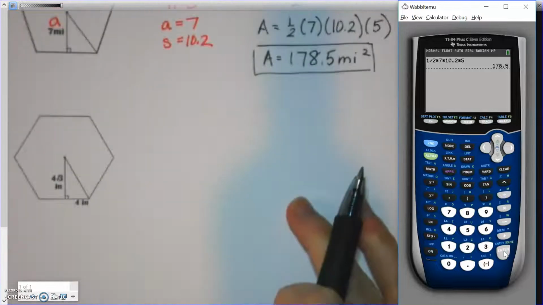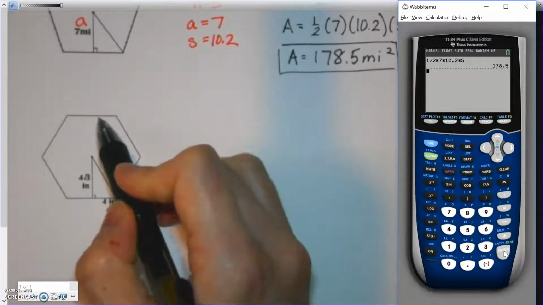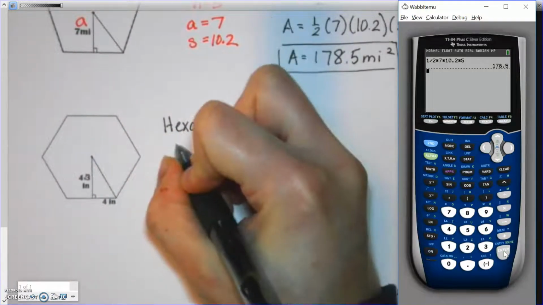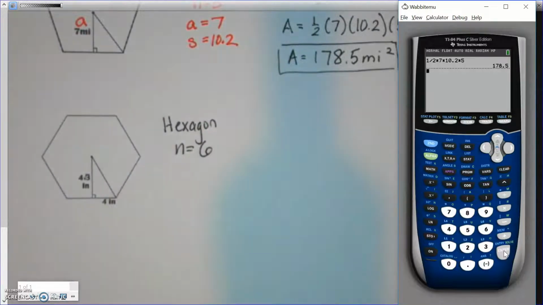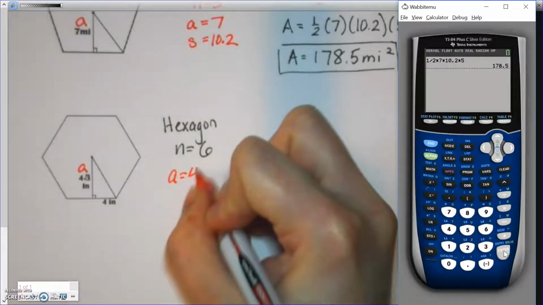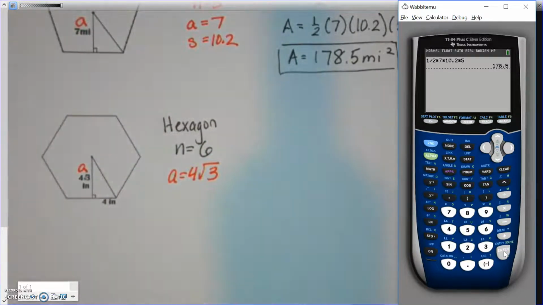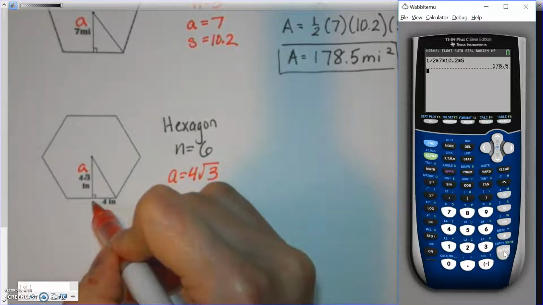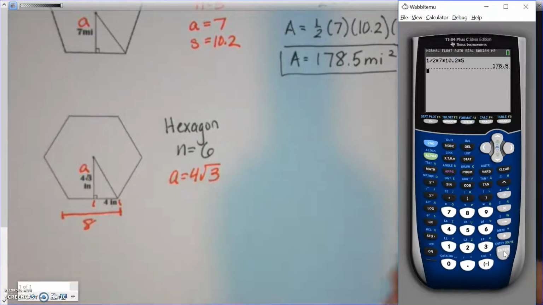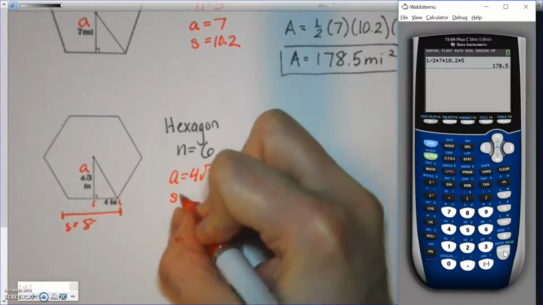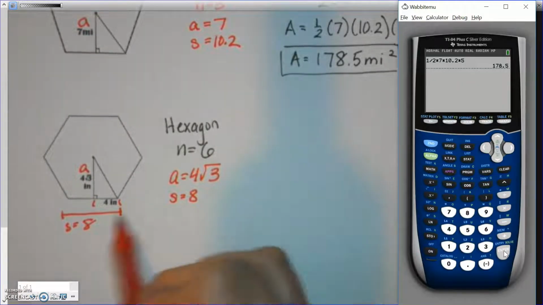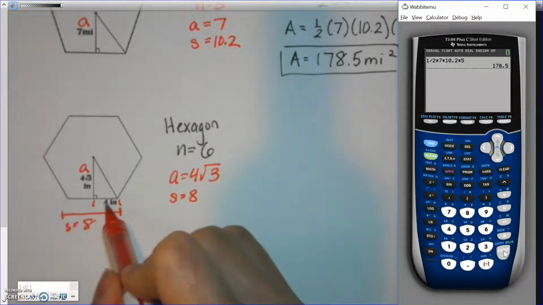So let's look at another example. In this case, I have a 6-sided shape, so that is a hexagon. So I know that n is 6. They tell me my apothem is 4 square root of 3. And then they give me this part of my side is 4. So I can go and figure out that the entire side is 8. So in this case, we had to do a tiny calculation to figure out that the entire side was 8 because they just gave us that portion there.